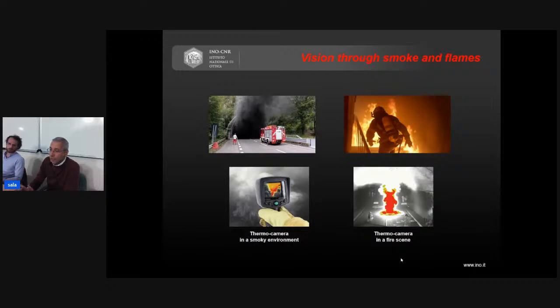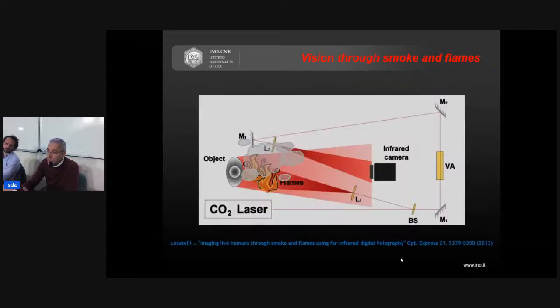As you know, unfortunately, standard imaging systems cannot see through smoke and flames. Indeed, for example, visible imaging systems cannot see neither through smoke nor through flames, while thermal cameras can see through smoke, and indeed are used for this purpose by firefighters. But unfortunately, thermal cameras are blinded by flames, as you can see in the last image. On the contrary, infrared digital holography is able to see both through smoke and through flames. Let's see in detail how such a result is obtained.